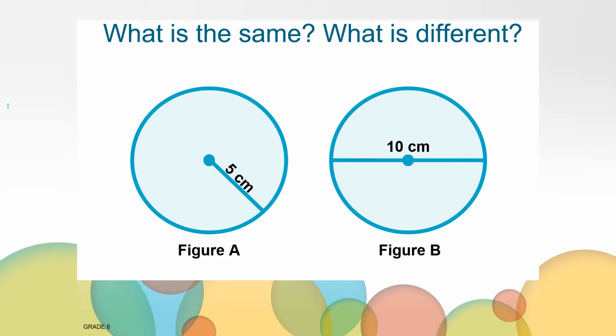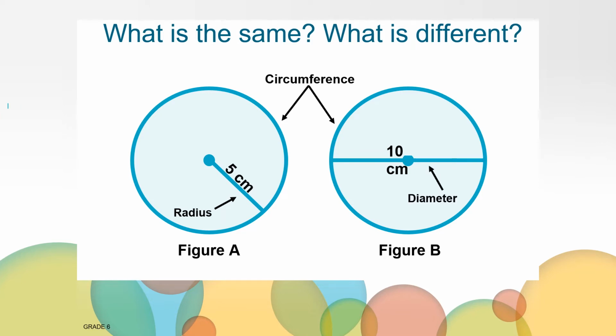Let's take a look at what's the same first. You might have noticed that both circles have a blue circumference. You might have also noticed that they both have a diameter of 10 centimeters or a radius of 5 centimeters. Now let's take a look at the differences. You might have noticed that figure A shows the radius of the circle, while figure B shows the diameter.